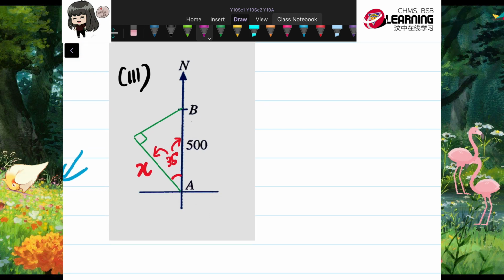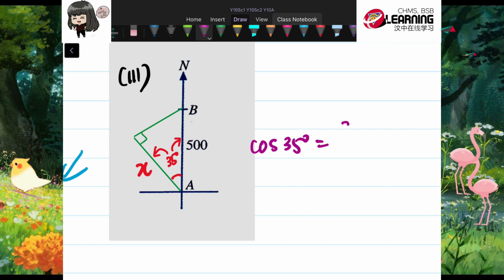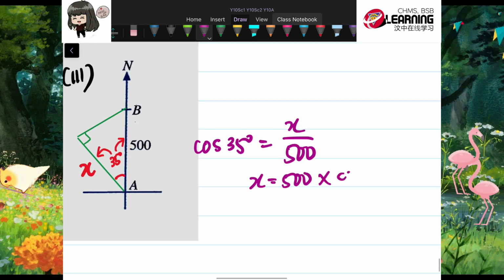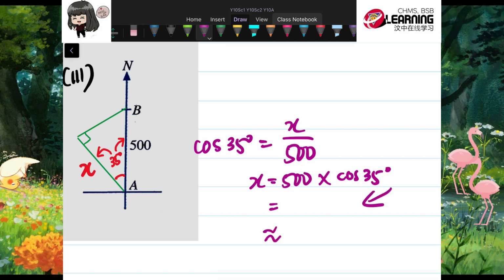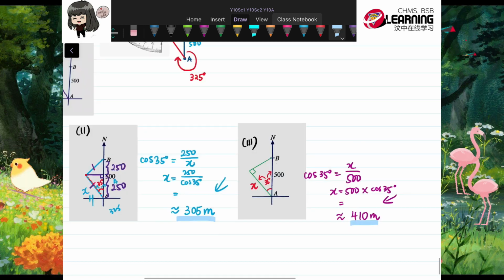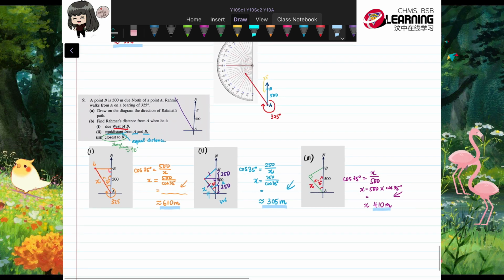So this one we also use cos. So cos 35 degree equals X adjacent over hypotenuse, which is 500. So my X is 500 times cos 35. You give me this answer, the one without rounding off, and it equals 410 meter in 3 significant figure. Okay, so that is for question number 9.